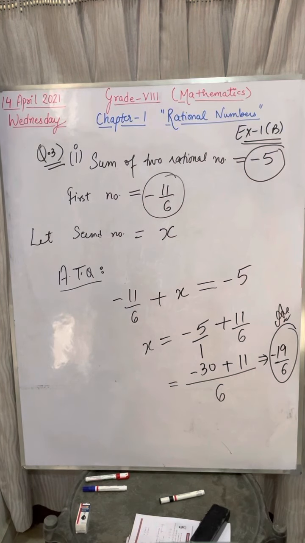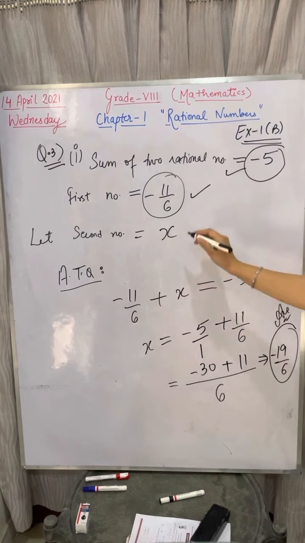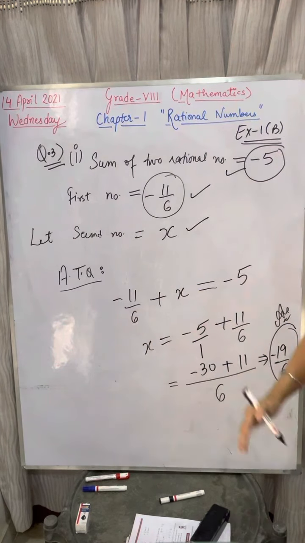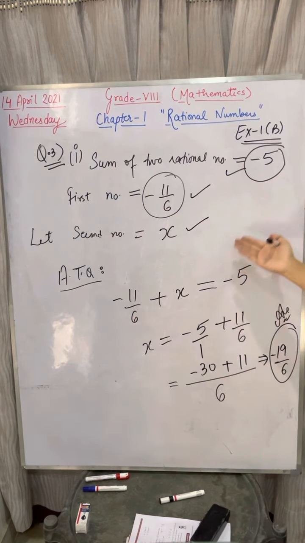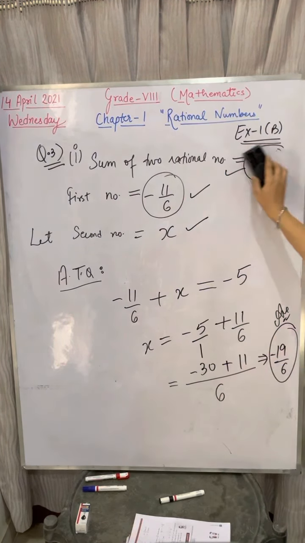Right? Okay. So the sum of two numbers is given. The first is given, the second is not given. According to the question, whatever they have written, just put it in numerical form and take out your answer. Right? Now let's start the second part.